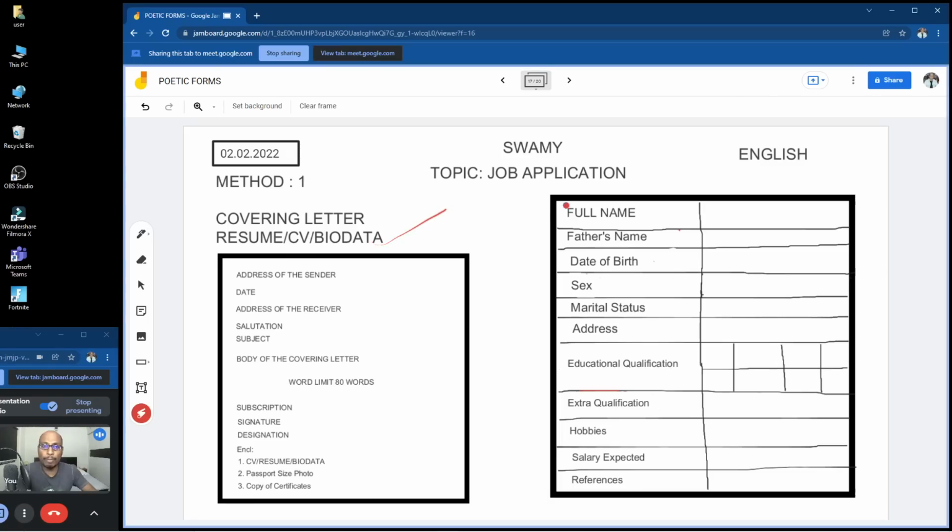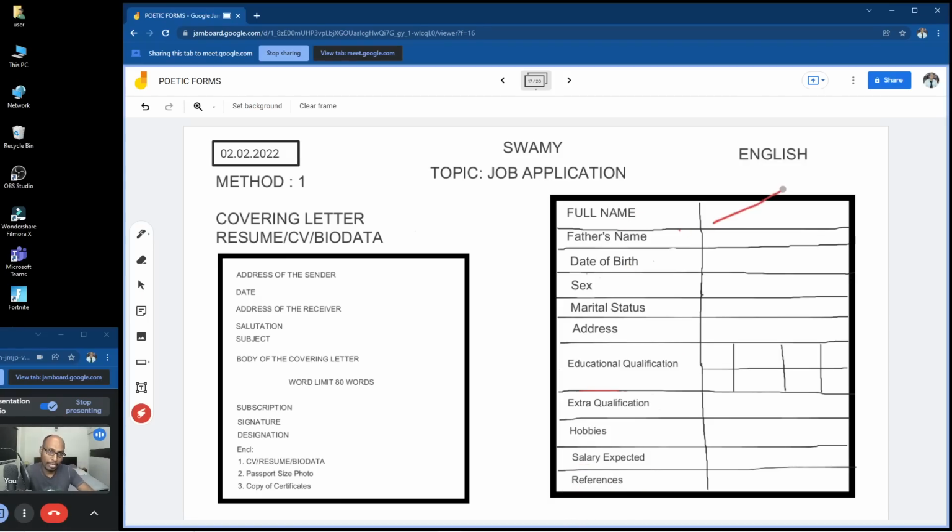The second part of the job application is known as resume, CV or biodata, but for a standard we made it like this, a tabular form where whatever information is required, we have written here, and the information fields are left blank so that the students can write the information on the right side of the form. So this is the way we have divided. We will make this page equal half, and on the left side of the page we will write full name, father's name, date of birth, sex, marital status, address, education qualification, extra qualification, hobbies, salary expected, and references.